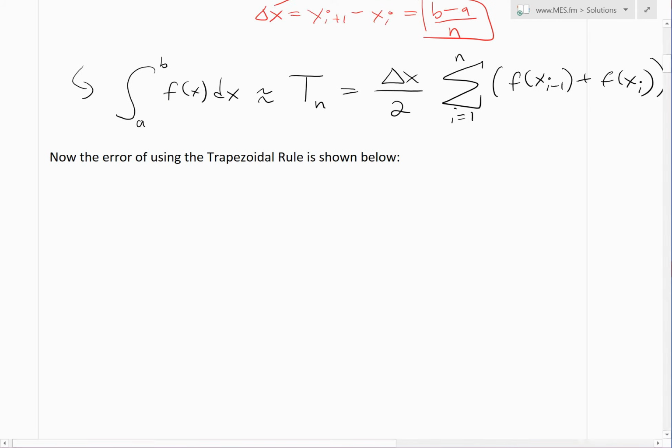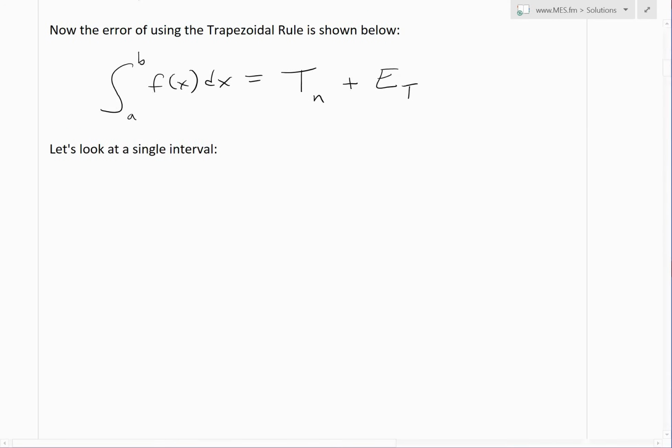Now, the error of using this trapezoidal rule is shown below, and what I mean by that is where it appears in the equation. So if you have the exact one we're trying to find, the integral from a to b of f of x dx, this equals, if we're using this approximation, T of n plus an error, E of T. So this equals the trapezoidal rule approximation, T of n, plus the error. And the error is basically the difference between these two to get the exact answer.